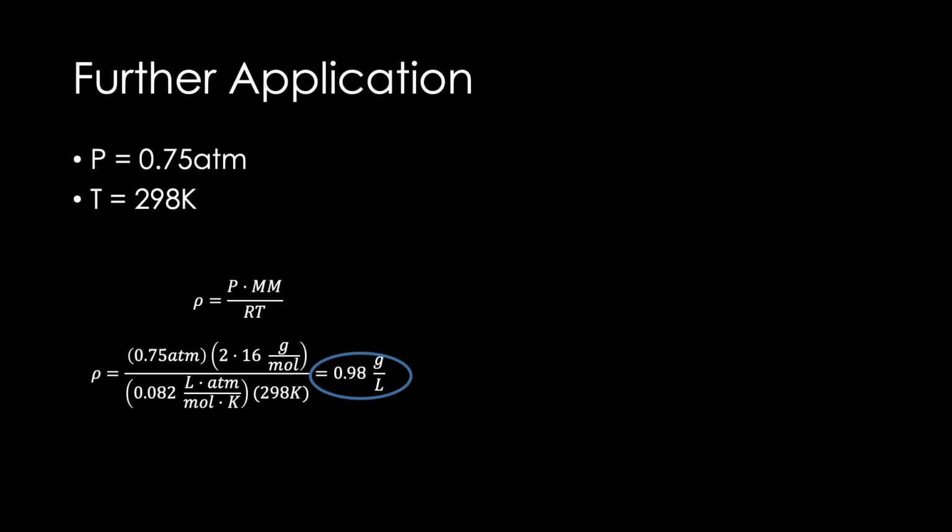Let's plug in our values and make sure all of our units match. And for capital M, molar mass, we have to consider that the molecule we're dealing with is O2. So molar mass is 2 times the molar mass of one oxygen atom. Once we solve, we end up getting a density of 0.98, and our units are grams per liter, since everything else cancels out. Therefore, we can say that at room temperature, 25 degrees Celsius, and a pressure of 0.75 atm, oxygen gas will have a density of 0.98 grams per liter.